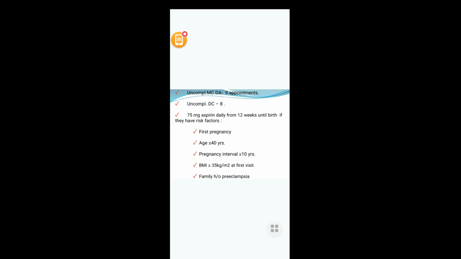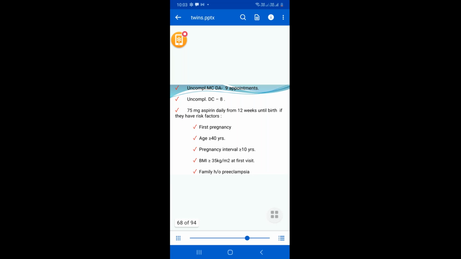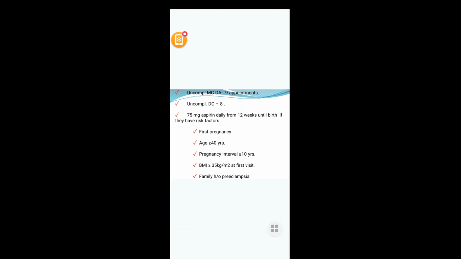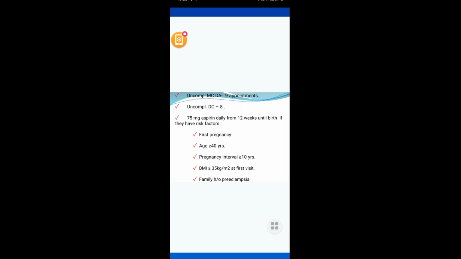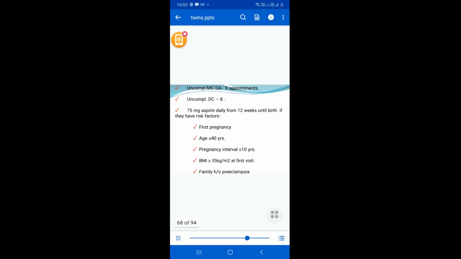75 mg of aspirin daily from 12 weeks until birth if they have a high risk factor, such as if they are in their first pregnancy, any pregnancy loss, if the age of the mother is more than 40 years, pregnancy interval is more than 10 years, BMI is more than 35, or any history of preeclampsia, then you need to start them on 75 mg of aspirin.